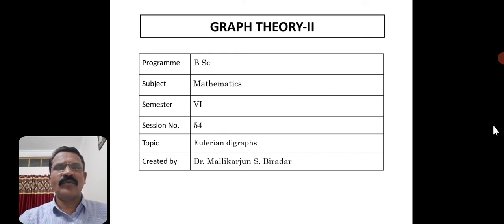Now the 54th session of Graph Theory 2. The title of the topic is Eulerian digraphs. As we have got Eulerian graphs in the undirected graphs, similarly, we have got Eulerian digraphs. Euler's digraph. So, what is the Euler's digraph? That we will see in detail.